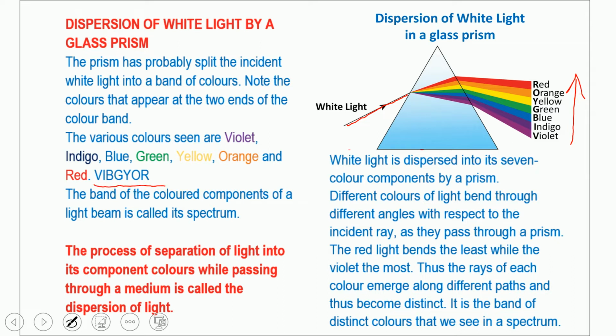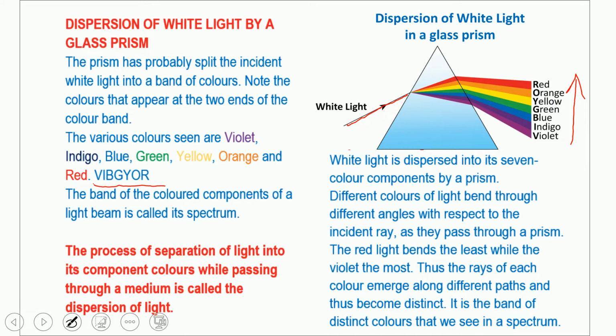Okay, so what is VIBGYOR? VIBGYOR is the short form of the seven colors. It depends on the wavelength, from shorter to higher. Here the first is violet.